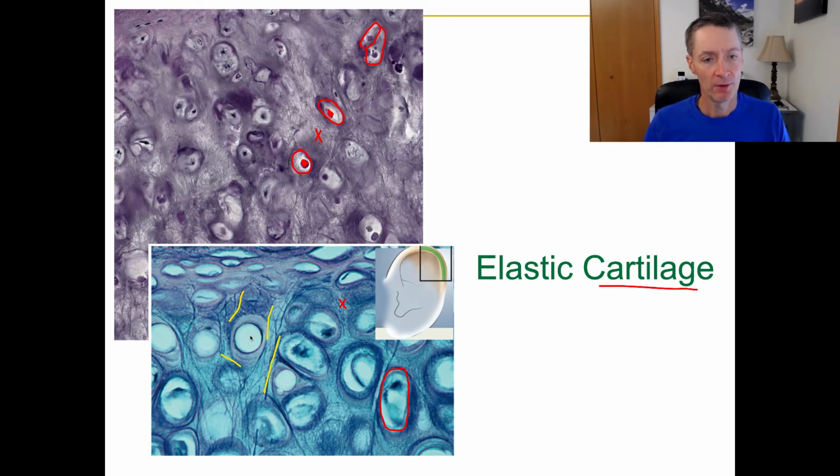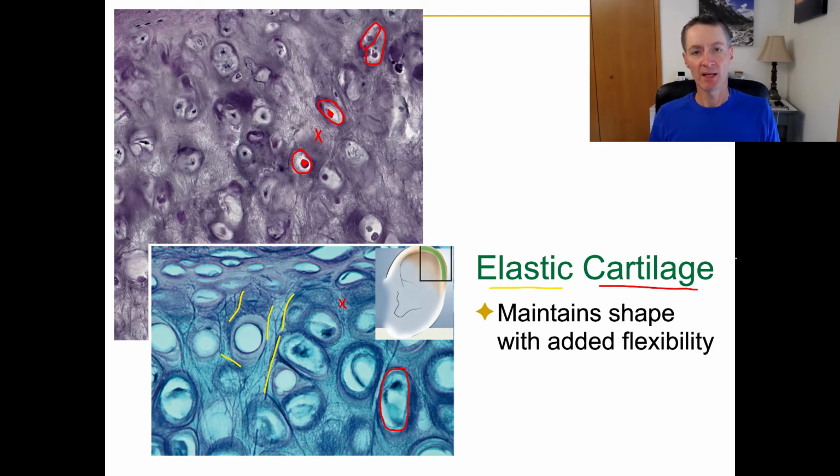Well, here we've got a flexibility added to this cartilage because of these elastic fibers. So we say elastic cartilage rather than hyaline cartilage. It doesn't look as glassy. It has these fibers that give flexibility. This maintains shape and adds flexibility. Classic example, the cartilage in your ear. Okay, you can bend that right down, flips right back up.